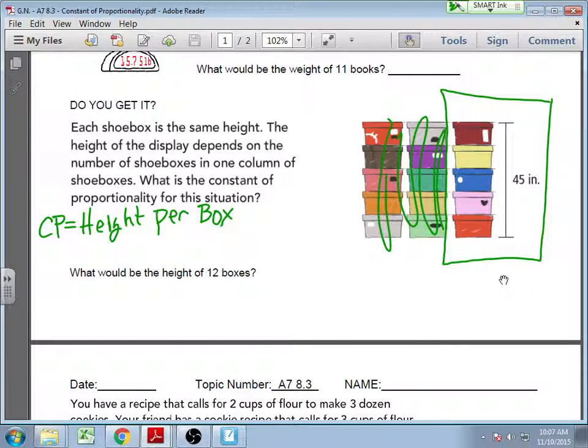So Lily, did you save yourself? Did you find your new CP? I think I did. So what?